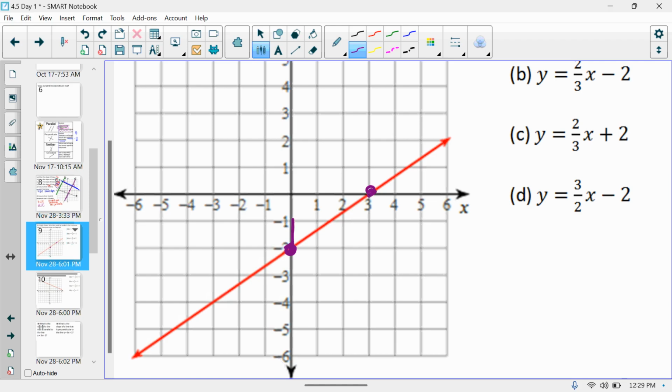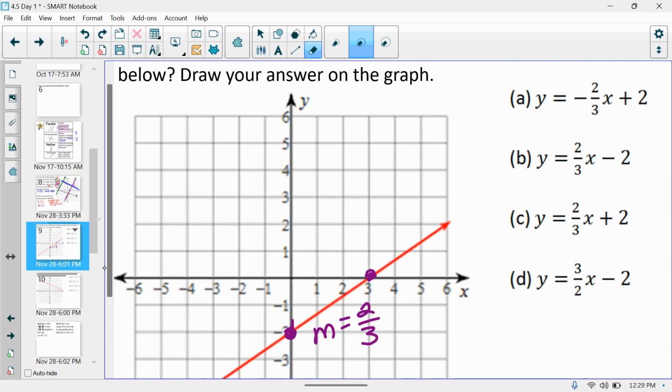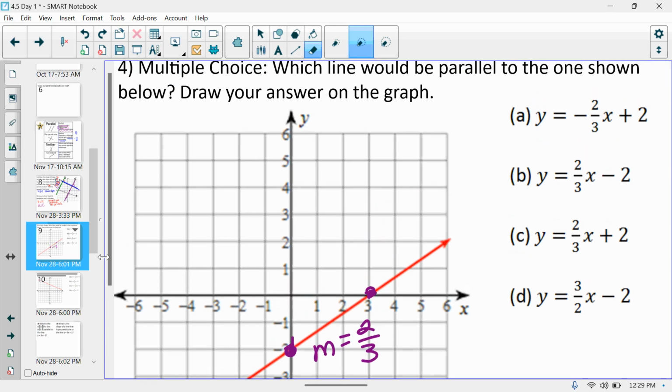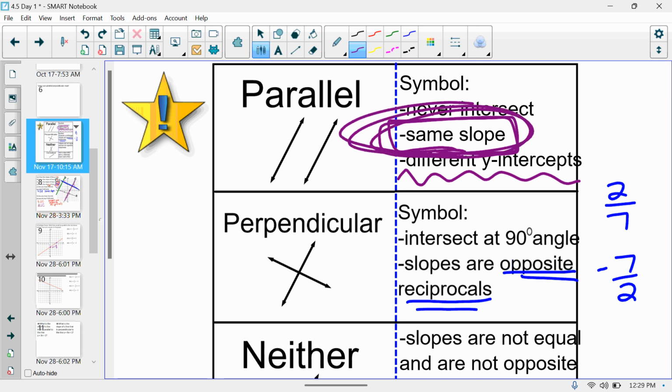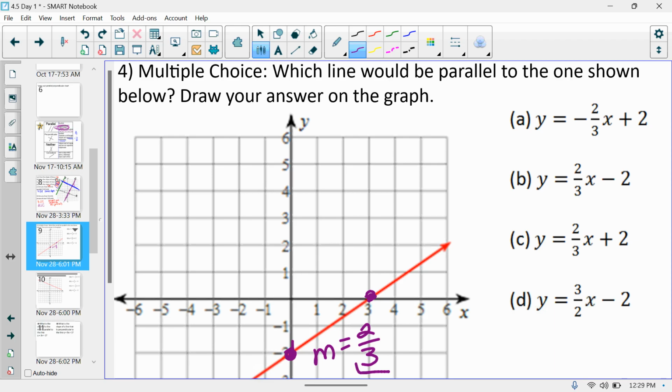Good. Up 2 and right 3. So is everybody good with that, the slope of this line is 2 over 3? Are we good with that? Now, if we look through all of these choices, remember we're going to be looking for one that has the same slope. So let's look through them carefully. We want to see which one has this, like we have to think about y equals mx plus b. The m has to be 2 over 3.